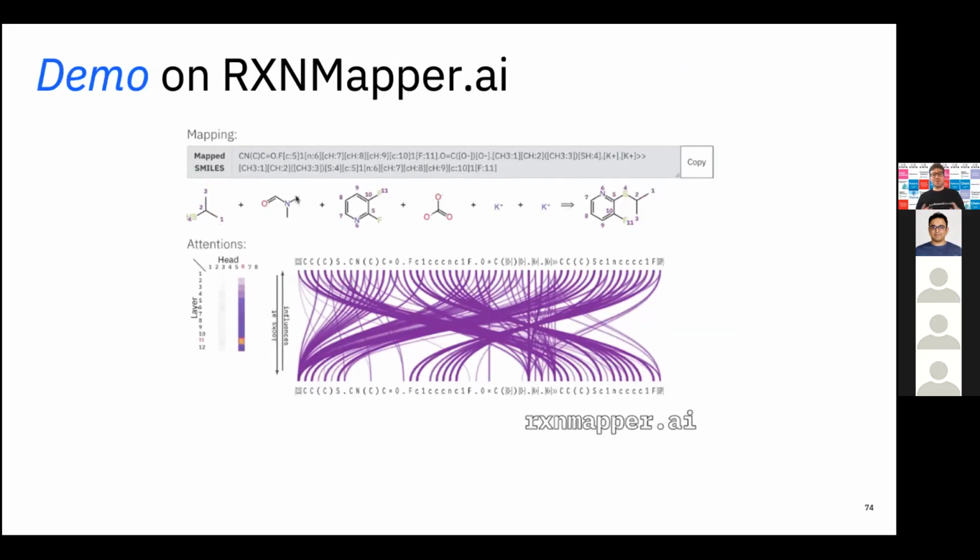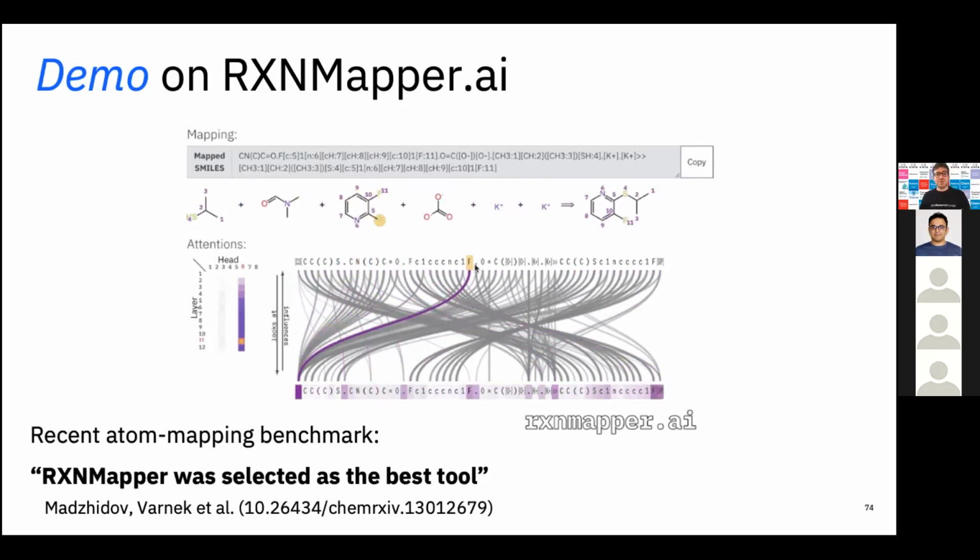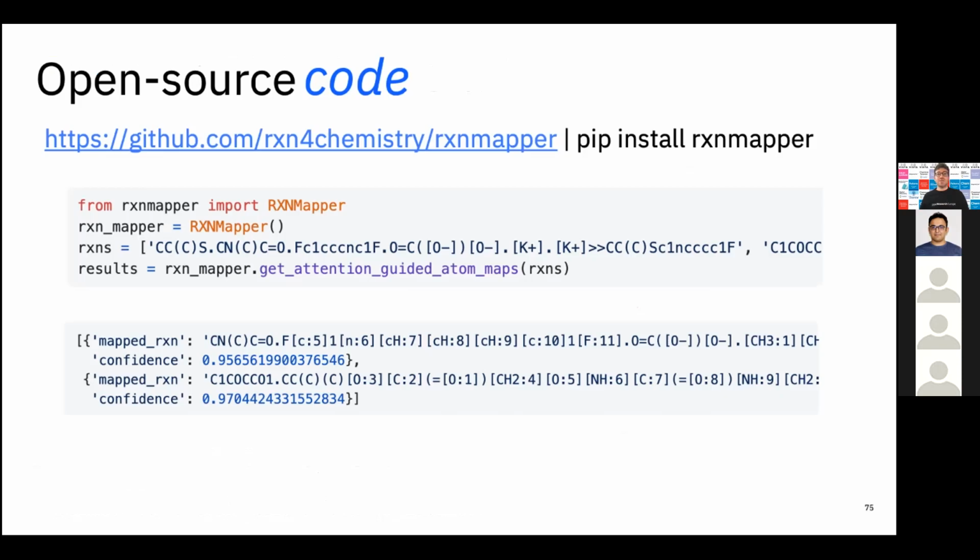If you want to try Reactionmapper, please go to reactionmapper.ai because we have a demo there. We're super happy that the group of Alexander Barnek, who also presented at this conference on Friday, recently uploaded a preprint on ChemRxiv, which selected Reactionmapper as the best tool in an atom mapping benchmark, even better than some commercially available tools. Also for this, we have open source code available, so you can pip install it.